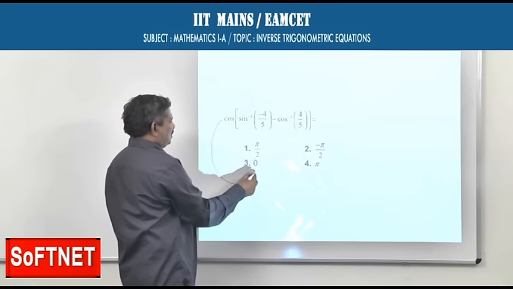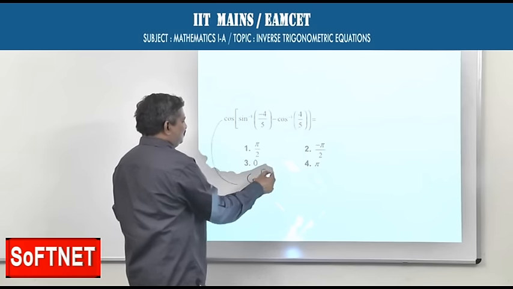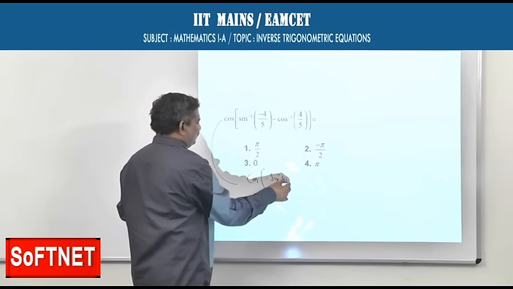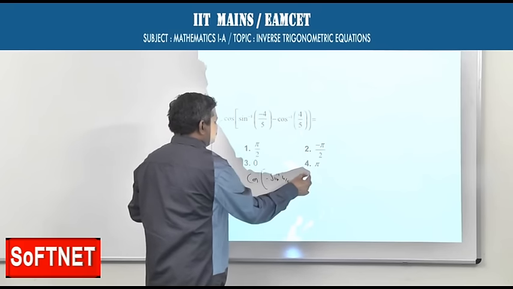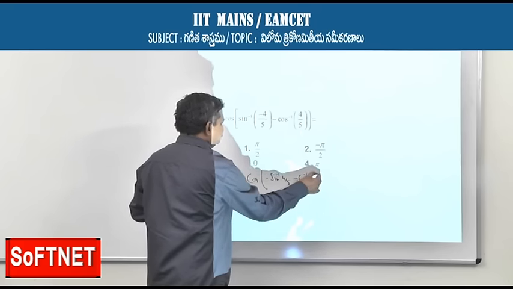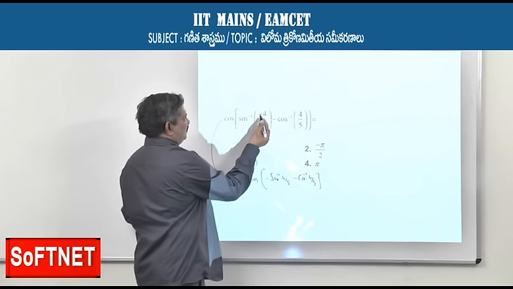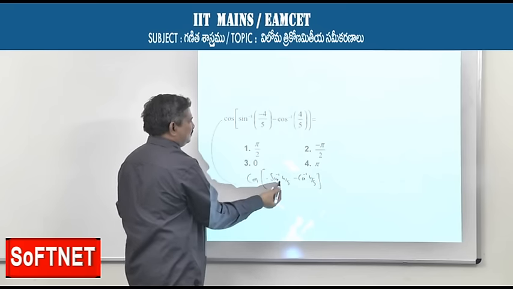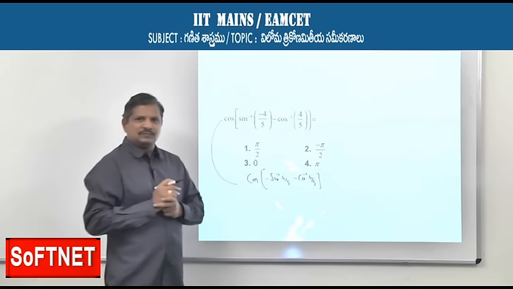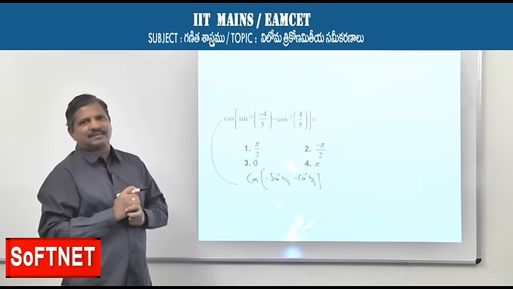So we can write this problem like this. Cos of minus sine inverse 4 by 5 plus cos inverse 4 by 5. Sine inverse of minus 4 by 5 has a minus, so we write minus sine inverse 4 by 5, and 4 by 5 as it is. Sine inverse minus theta is minus sine inverse 4 by 5.